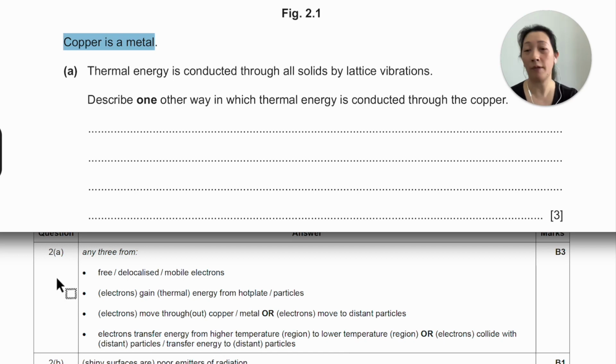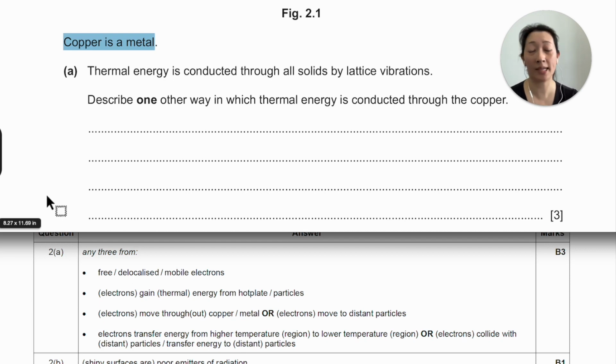So again, if you review the mark scheme, 1 mark for the mention of the free moving electrons, another mark for how they gain the energy, 1 more mark for how they move, and 1 mark for how they transfer. So that's how you write the answer out. Because this is a description question, you describe the process. What are the particles that actually move? The electrons, where they gain the energy from, what happens, which means they move, and how they transfer energy.